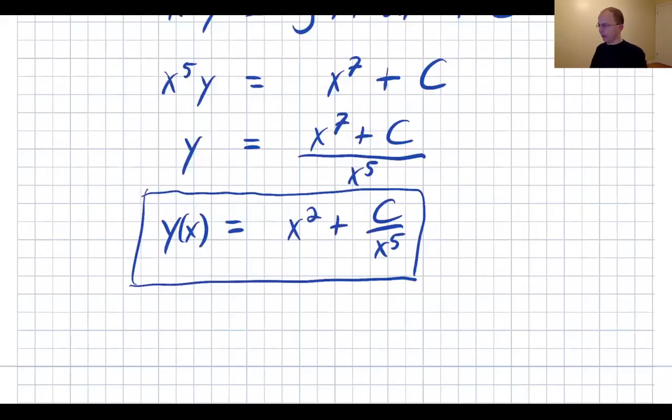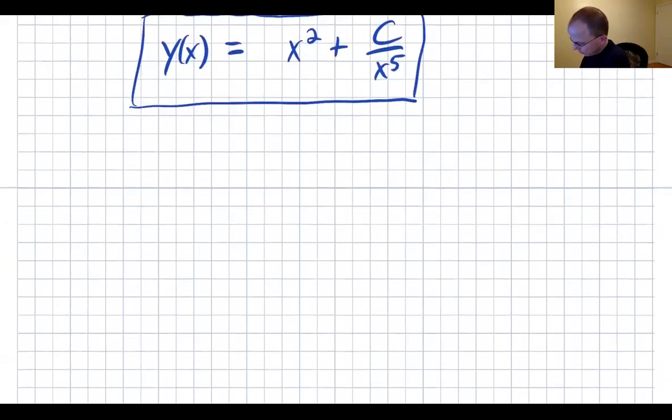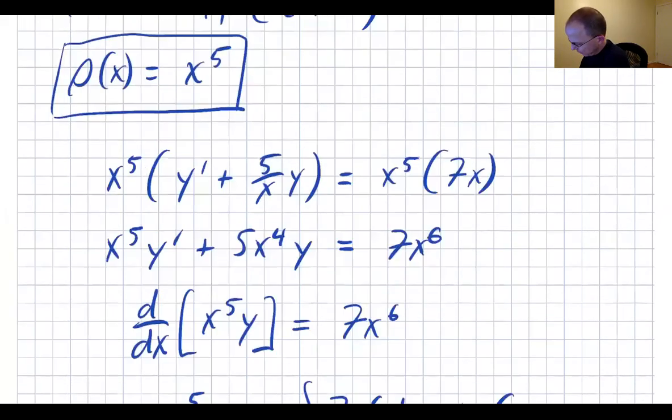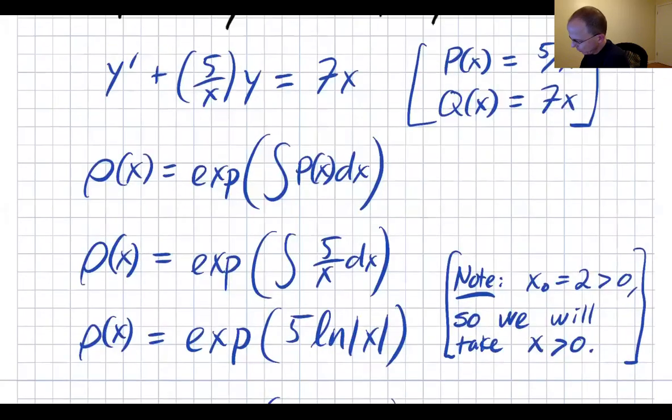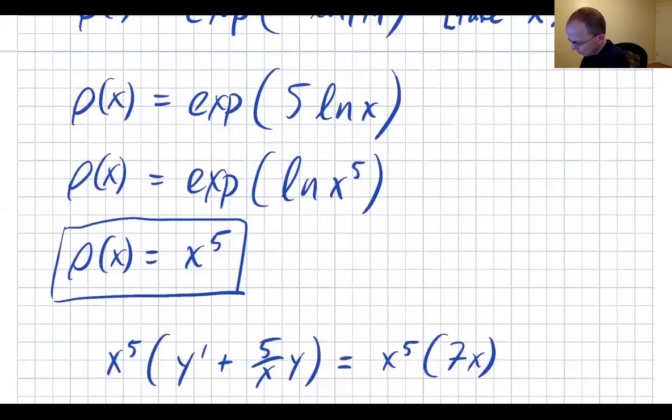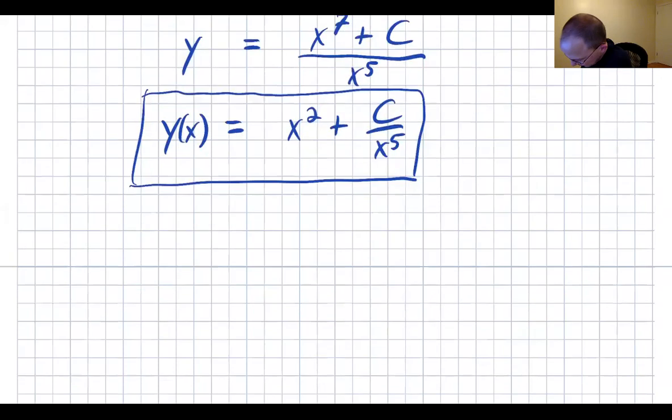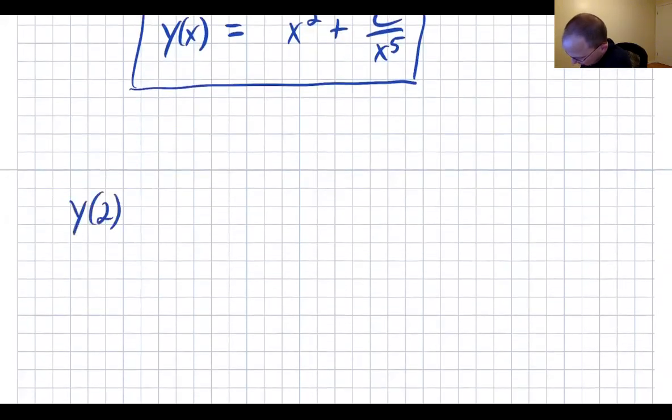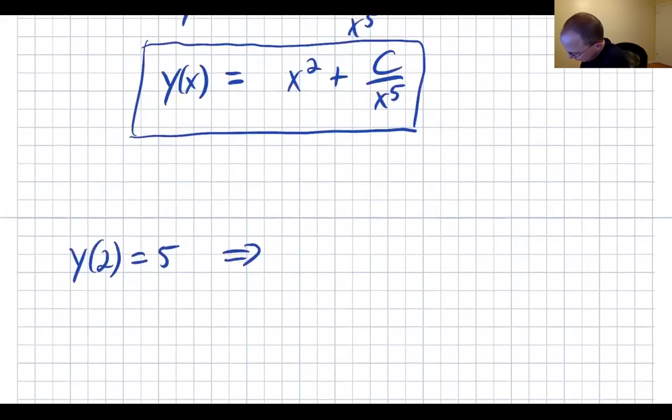Okay, so there we have it. We've got our general solution, and now let's use our initial condition. I forget exactly what that is. It's y of 2 equals 5. Okay, y of 2 is equal to 5. So let's write that down. And when we plug 2 into this formula, we get 2 squared plus c divided by 2 to the 5th is equal to 5.